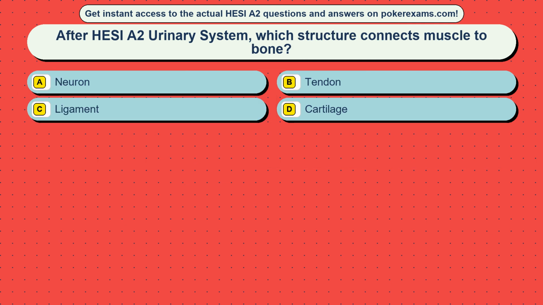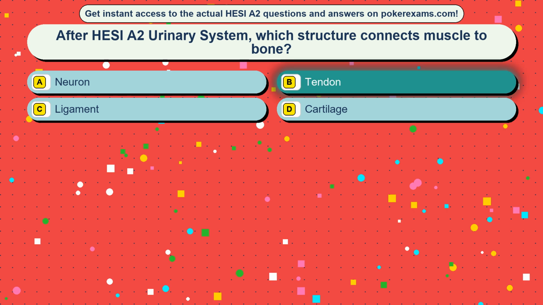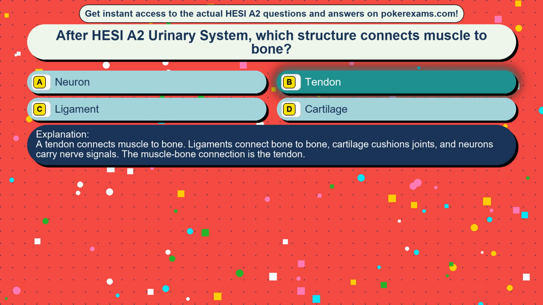Question 36. After HESI A2 urinary system, which structure connects muscle to bone? Option A, neuron. Option B, tendon. Option C, ligament. Option D, cartilage. The correct answer is option B, tendon. A tendon connects muscle to bone. Ligaments connect bone to bone, cartilage cushions joints, and neurons carry nerve signals. The muscle-bone connection is the tendon.